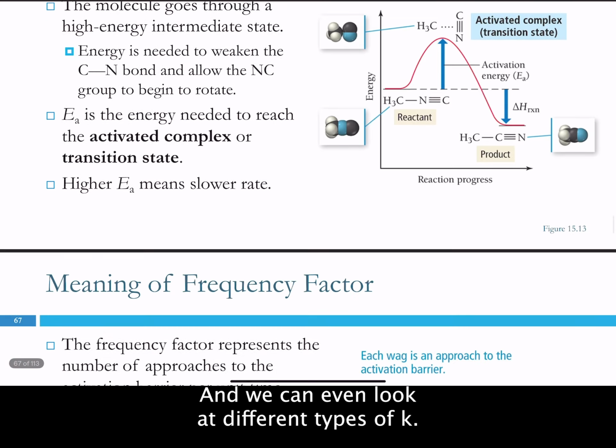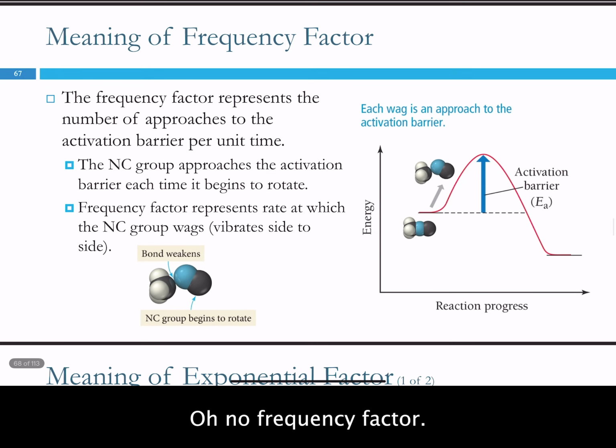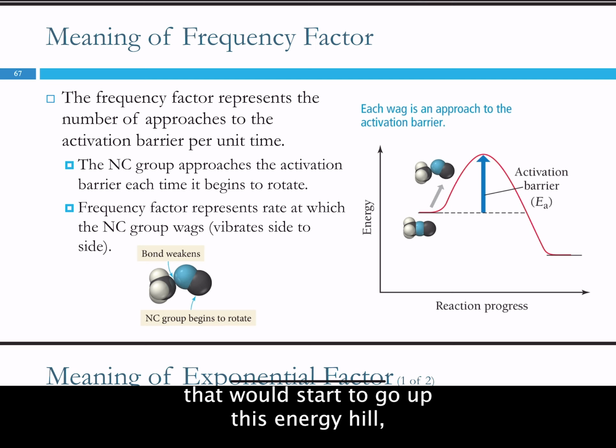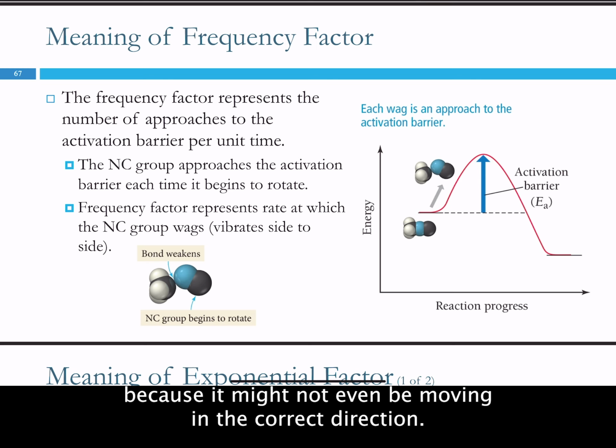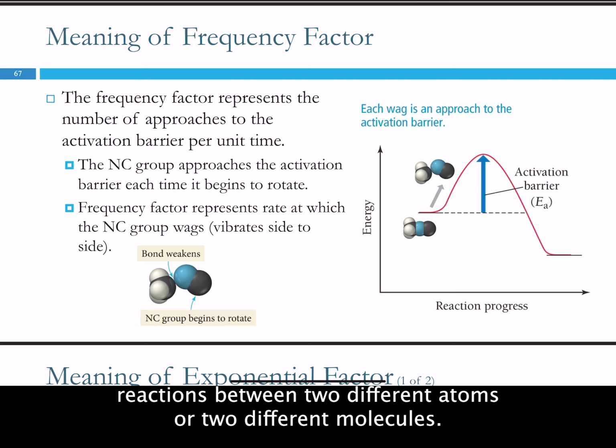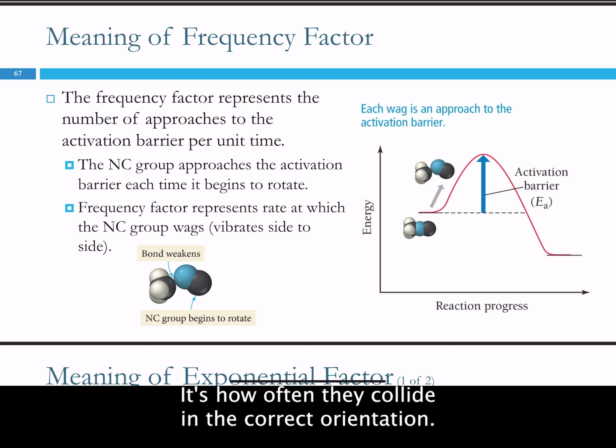And we can even look at, I think we're going to talk about k. Oh no, the frequency factor. The frequency factor is how often you even end up with the sort of series of contortions that would start to go up this energy hill, because it might not even be moving in the correct direction. Or when you talk about reactions between two different atoms or two different molecules, it's how often they collide in the correct orientation.